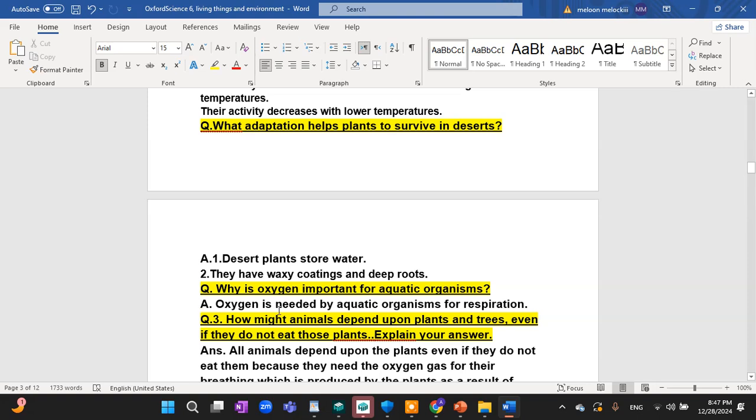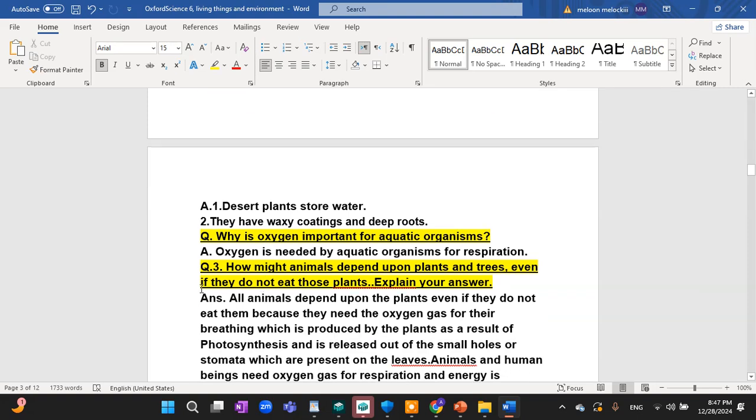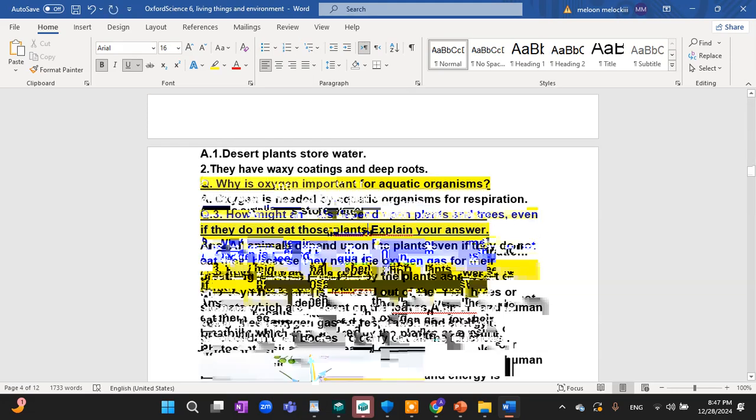Next question. Why is oxygen important for aquatic organisms? Answer. Oxygen is needed by aquatic organisms for respiration. Question 3. How might animals depend upon plants and trees even if they don't eat those plants? Explain your answer. So this is question 3 of the exercise.